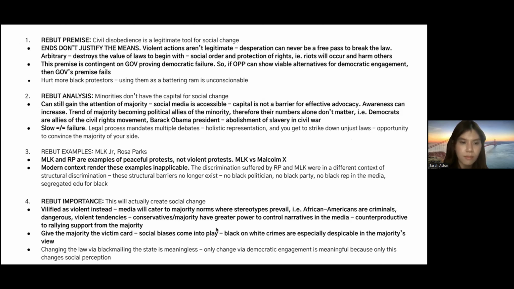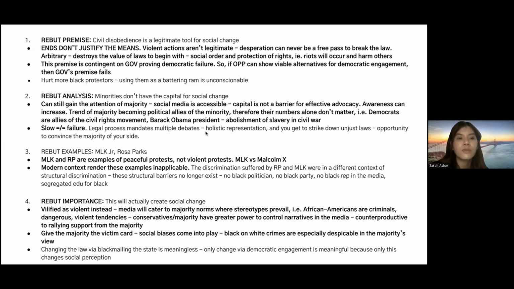Okay. So let's go through this quickly. In terms of rebutting the premise, we can talk about how the ends don't justify the means, right? Violent actions aren't exactly legitimate. Okay, so if opposition can show viable alternatives for democratic engagement, then Gov's premise fails, right? Because you hurt more Black protesters when you use them as a battering ram. When you are trying to rebut the analysis that minorities don't have the capital for social change, you can talk about how you can still gain the attention of the majority, right? This is you proving that there is an alternative for these minorities to opt into.